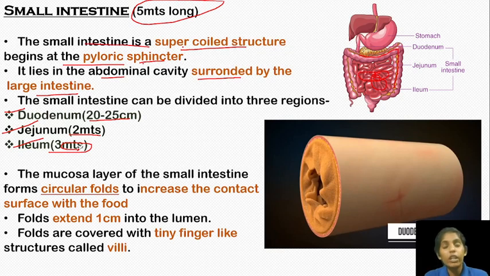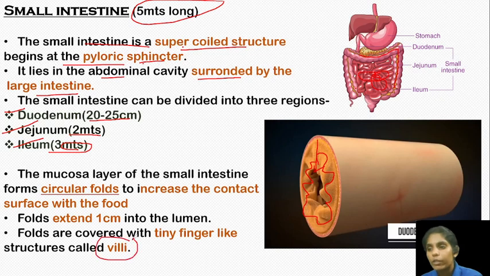And the innermost layer, that is the mucosal layer of the small intestine, is present in the form of circular folds. So, here, these are the circular folds, and they can extend up to 1 centimeter into the lumen of the small intestine. And the surface of these circular folds is covered by several small finger-like structures called villi.